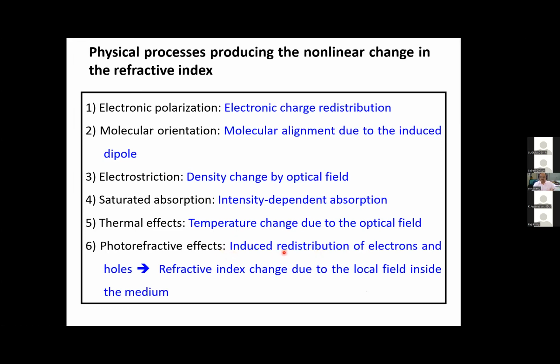Photorefractive index change: because of the distribution of the electrons and holes, the refractive index changes due to the local field. It forms a grating inside, and then there will be periodic modulation of the refractive index. So each one of them will have a different magnitude. The magnitude of this is usually small. The magnitude of thermal effects is much larger, but the response is slower, whereas the electronic response is faster. So ideally for device applications, we want strong electronic polarization as well as fast electronic polarization.